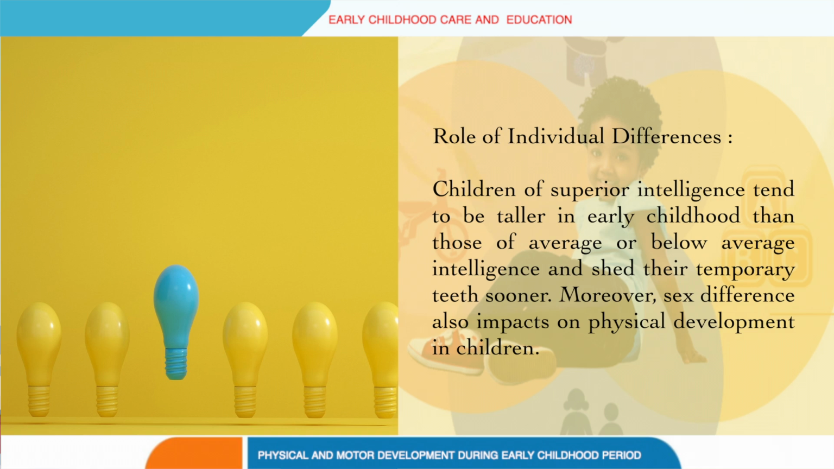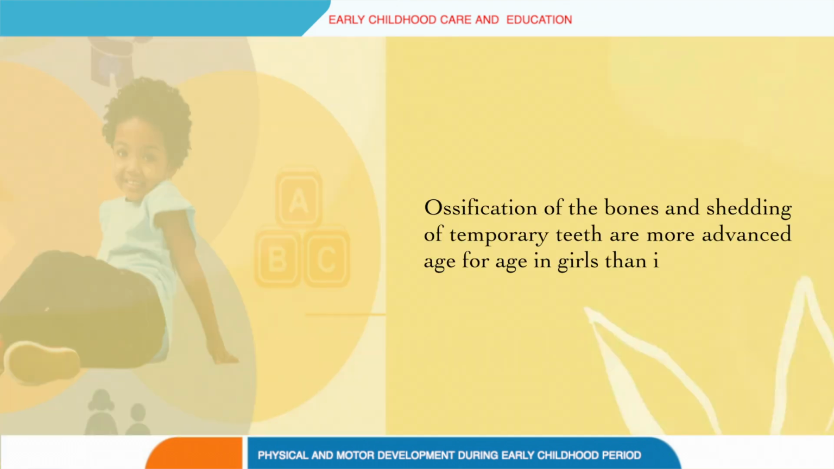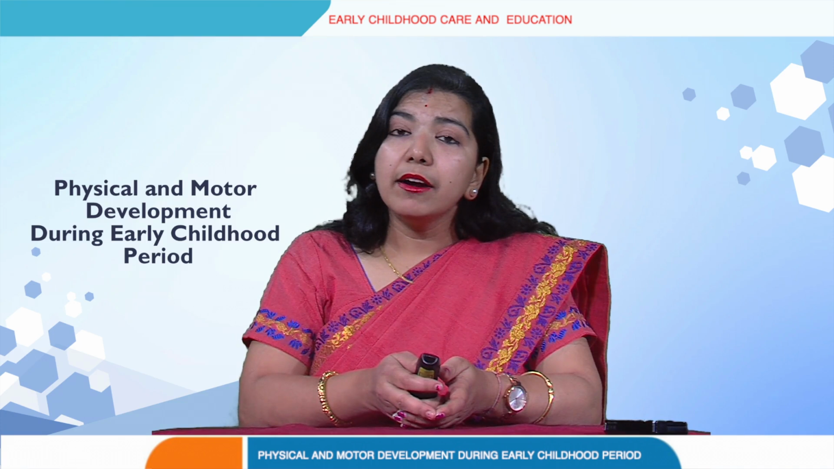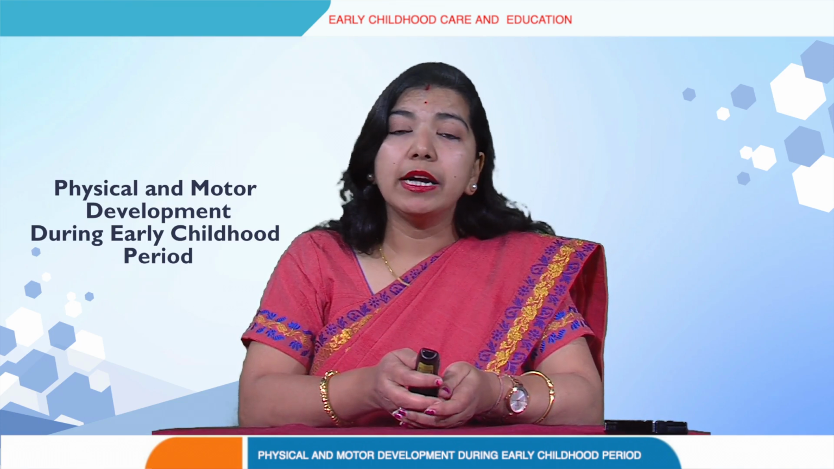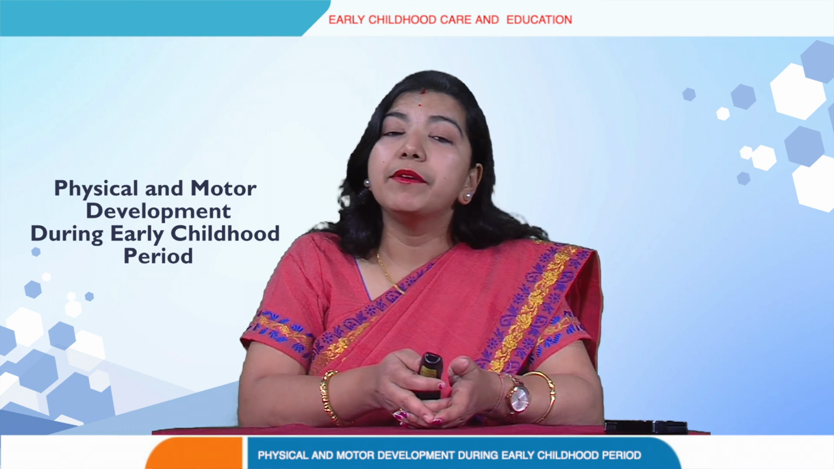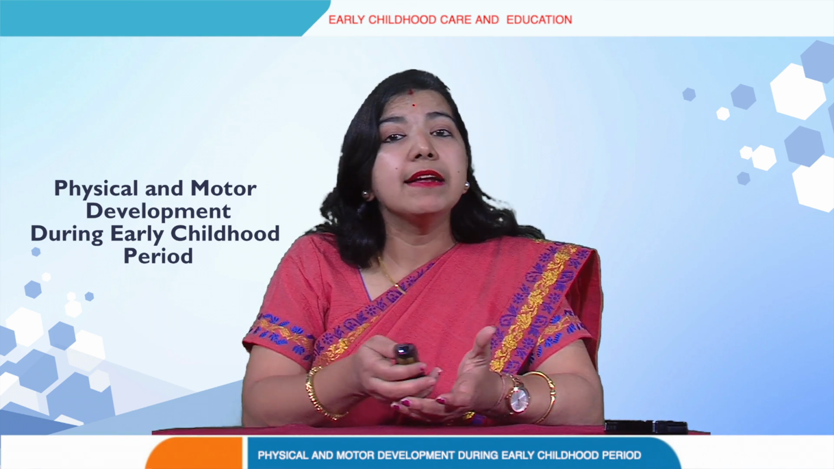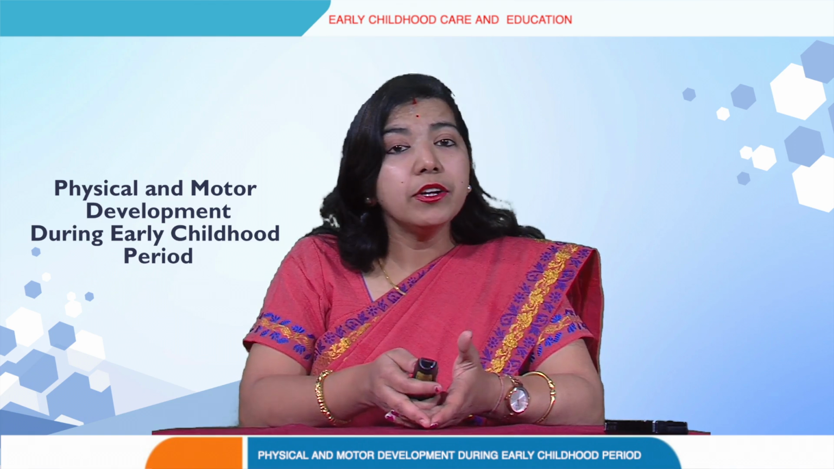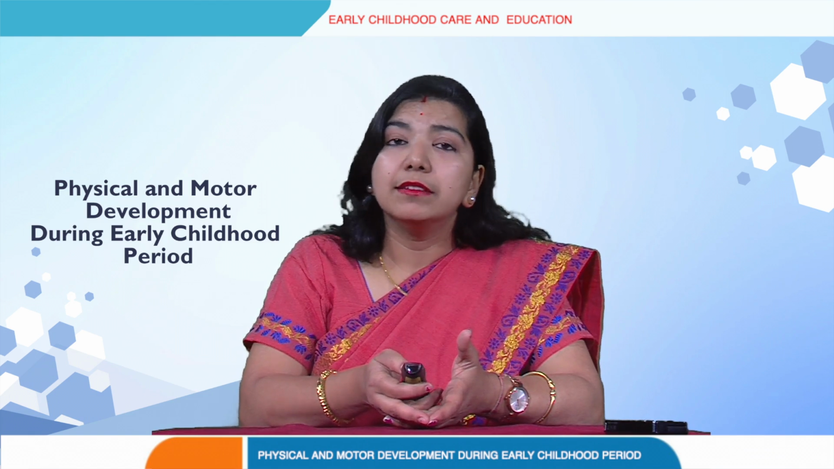Moreover, sex differences also impact physical development in children, as we have just discussed in terms of weight. Ossification, which means the hardening of the bones, and shedding of temporary teeth are more advanced for age in girls than in boys. The nutrition, treatment and care provided by the family also matter a lot in the physical development of the child. Children from higher socioeconomic groups tend to be better nourished and receive better prenatal and postnatal care. These children tend to vary in height, weight and other physical development from average children.